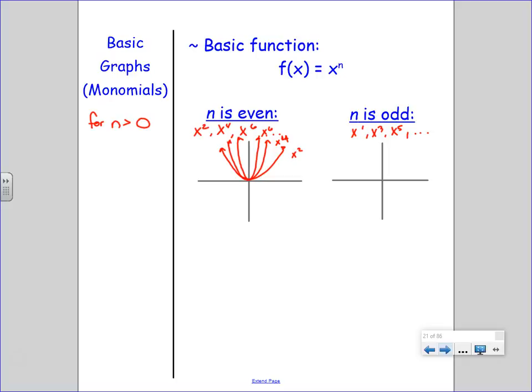However, what do you notice about as you go to the right and as you go to the left of every single even-powered monomial? They're both going up. And if there's a negative in front, what are they both doing? They're both going down.